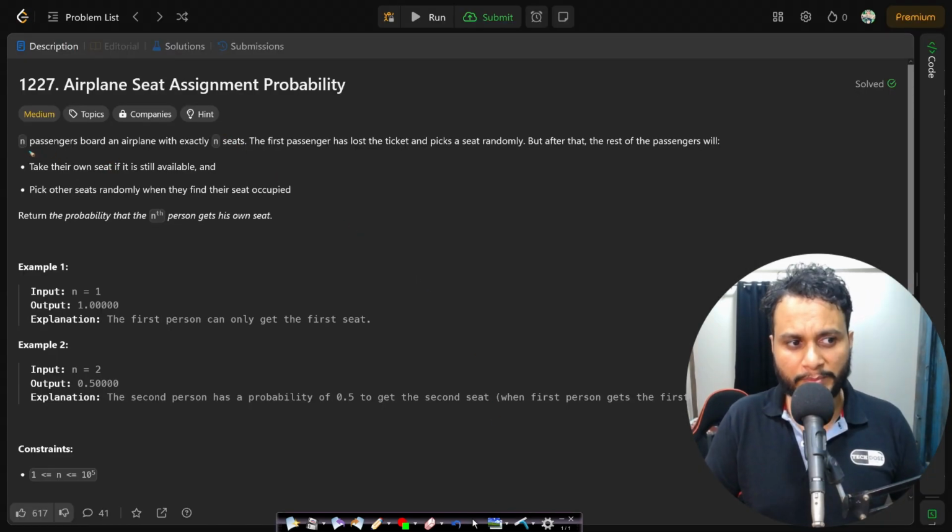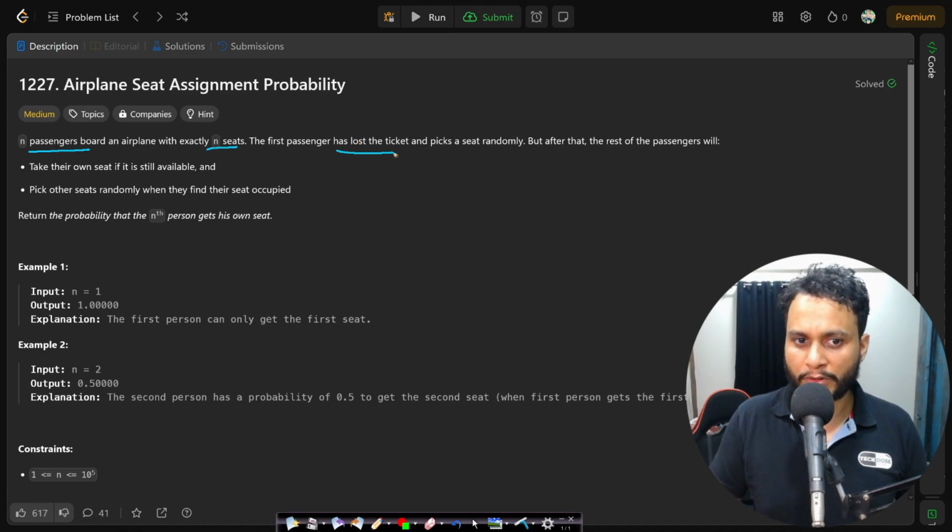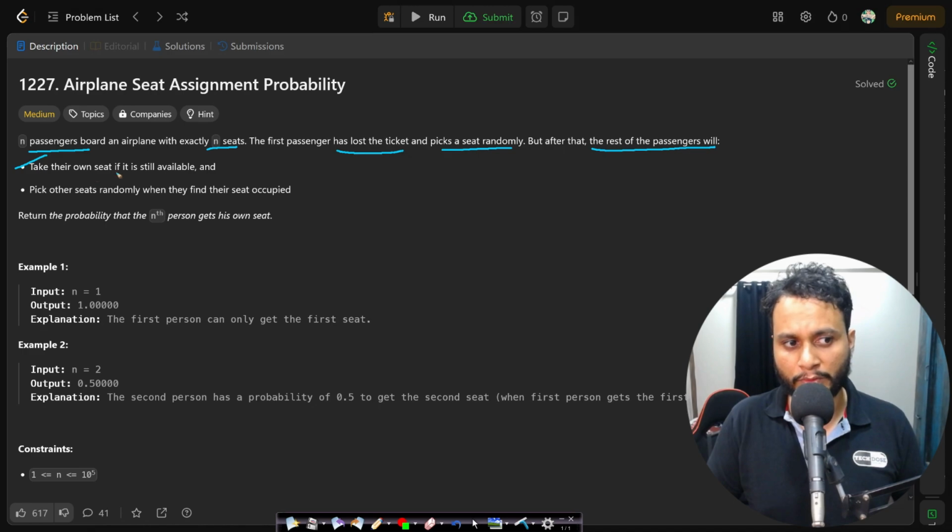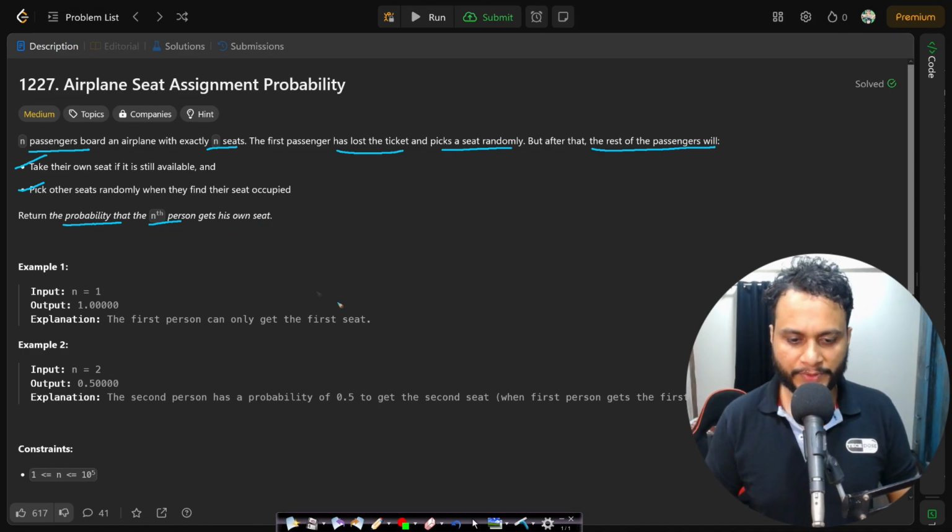In this problem, n passengers board an airplane with exactly n seats. The first passenger has lost the ticket and picks a seat randomly, but after that the rest of the passengers will take their own seat if it is still available and pick another seat randomly when they find their seat occupied. Now we need to return the probability that the nth person gets his own seat, right?